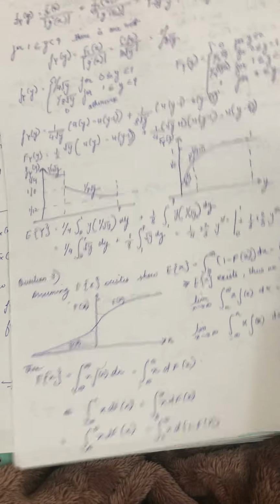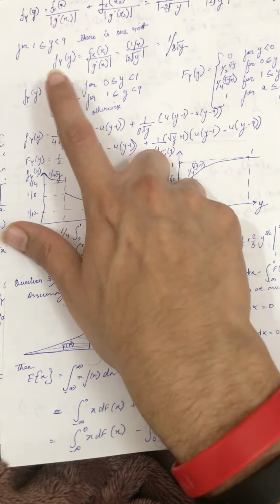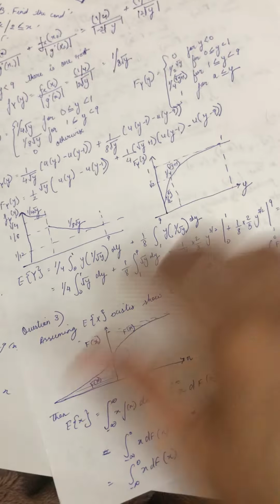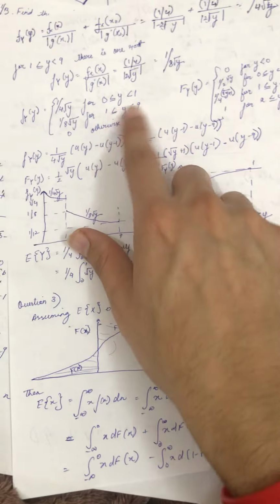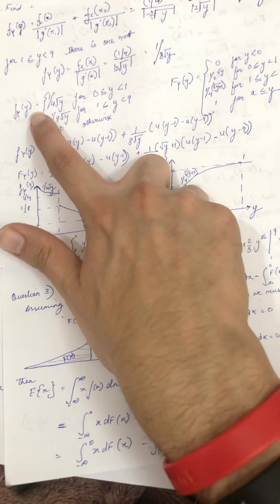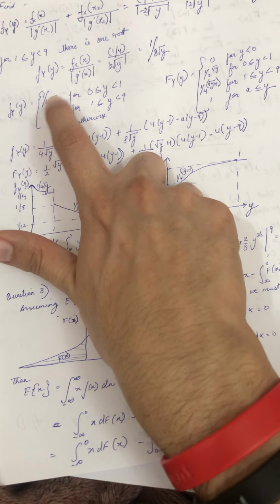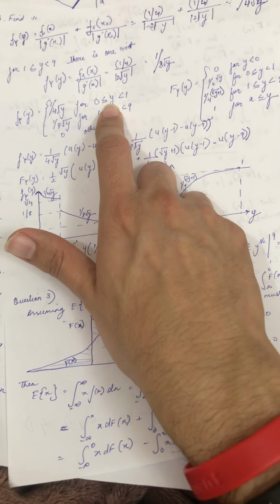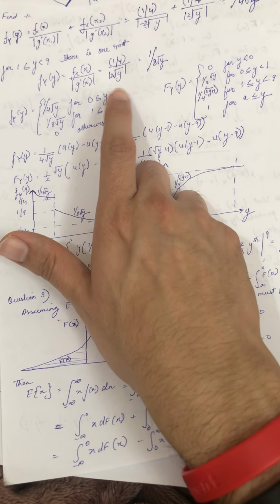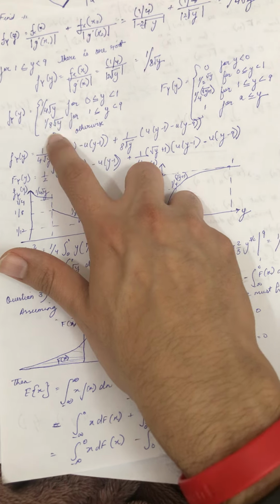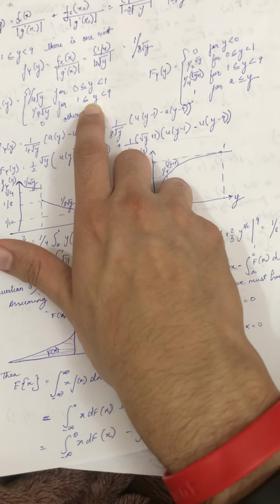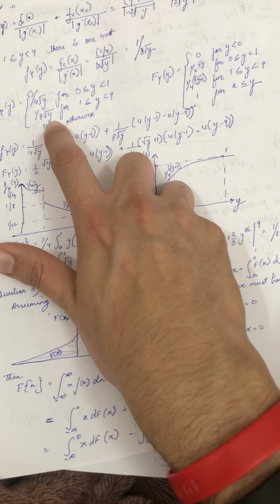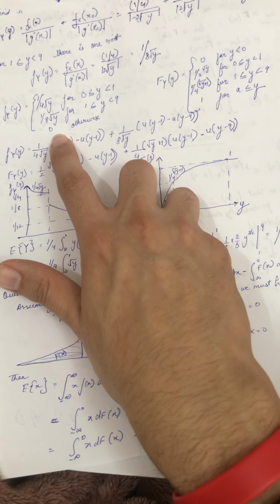Now compiling the results for y between 0 and 1 and y between 1 and 9. The results are: small f of y is 1 upon 4 root y when the value of y lies between 0 and 1, and when it's between 1 and 9, it's equal to 1 by 8 root y, or 0 otherwise.